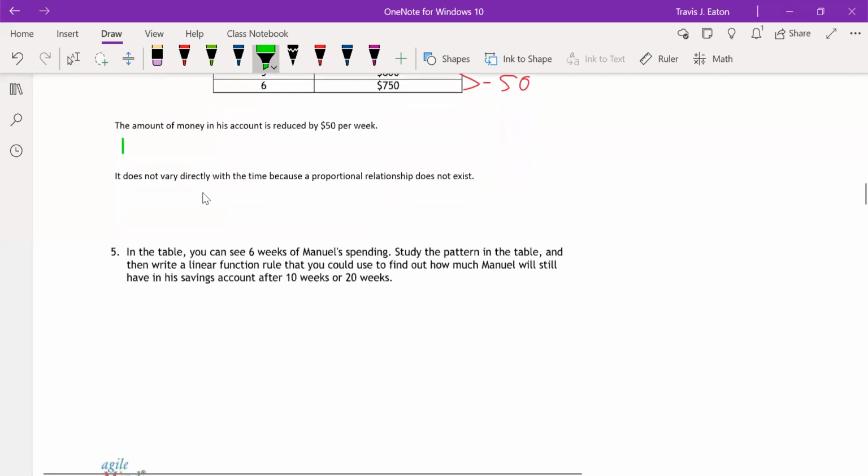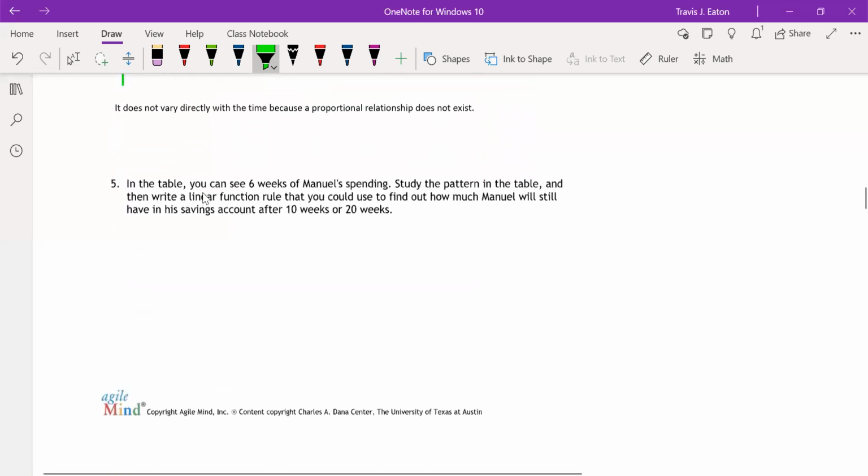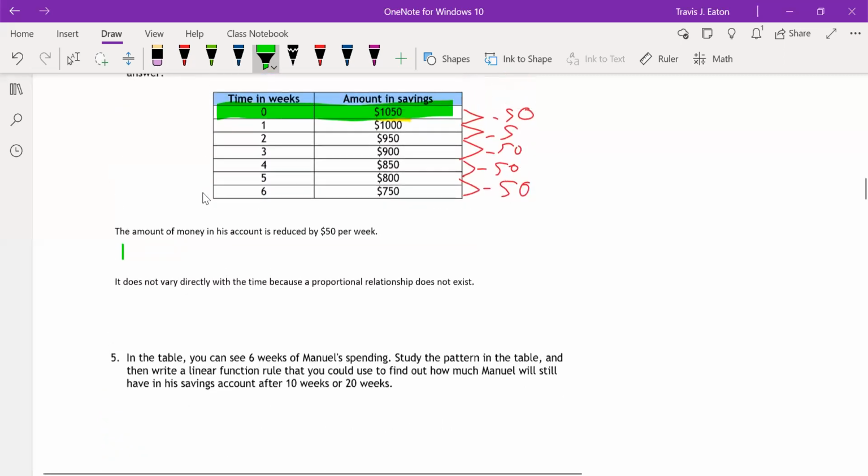Very good. All right. Well, let's look at question 5 then. Now, we'll go back up here slightly. There we go. In the table, you can see 6 weeks of Manuel's spending.